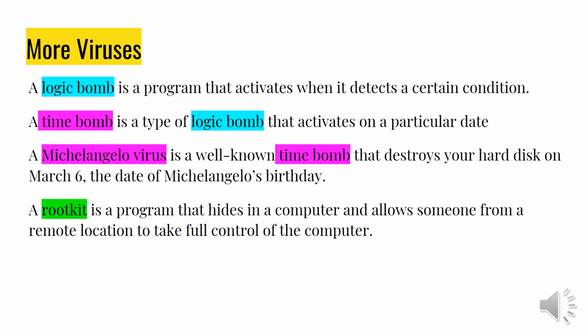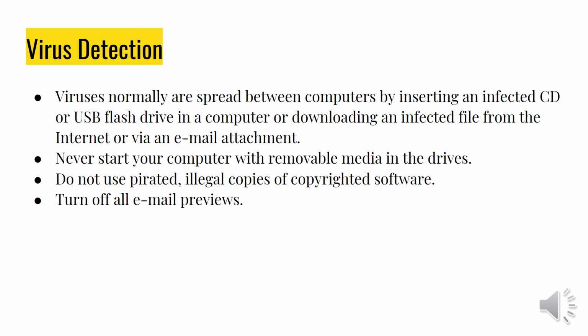More viruses. A logic bomb is a program that activates when it detects a certain condition. A time bomb is a type of logic bomb that activates on a particular date. The Michelangelo virus is a well-known time bomb that destroys your hard disk on March 6th, the date of Michelangelo's birthday. A rootkit is a program that hides in a computer and allows someone from a remote location to take full control of the computer.